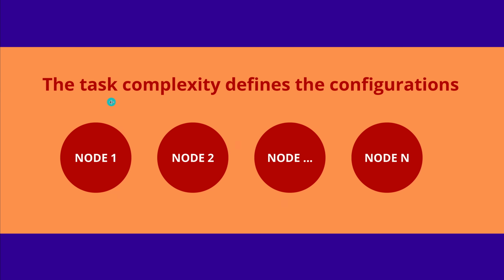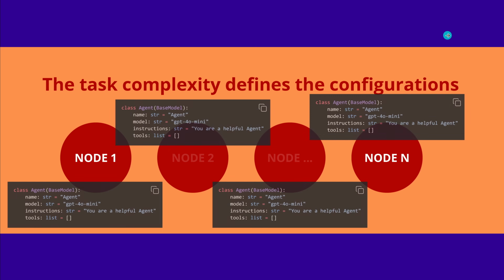We have here nodes, node 1 to node n, and each node is an AI agent with a particular task. Now the task complexity will define the optimal configuration. And our task, or the task of the AI, is to find this optimal configuration.